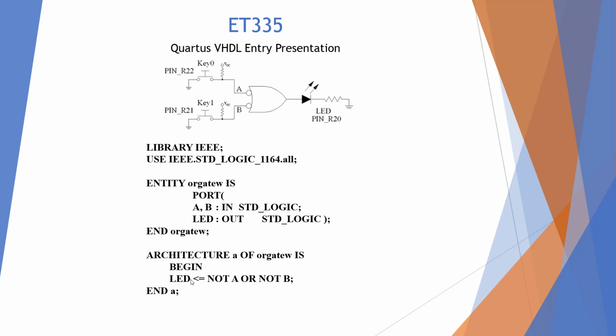So this is not graphic, this is going to be coding. And here is our code, the VHDL code. So we have LED, and this is our symbol for equals. Not A is an inverted A. OR is our OR gate, not B. So we can't put in pluses and multiplication or other things. It needs to be text, just like I show here.